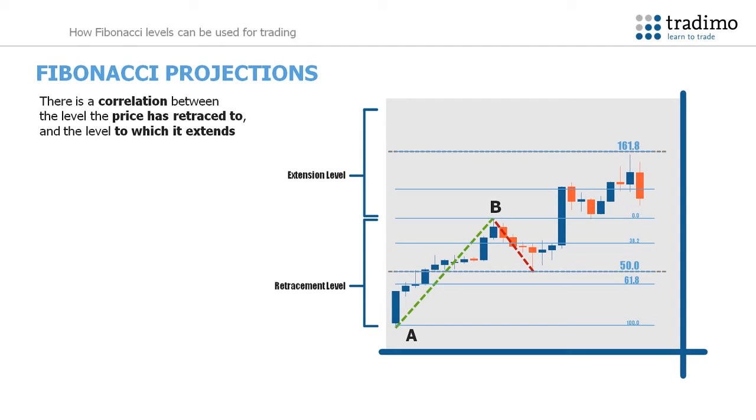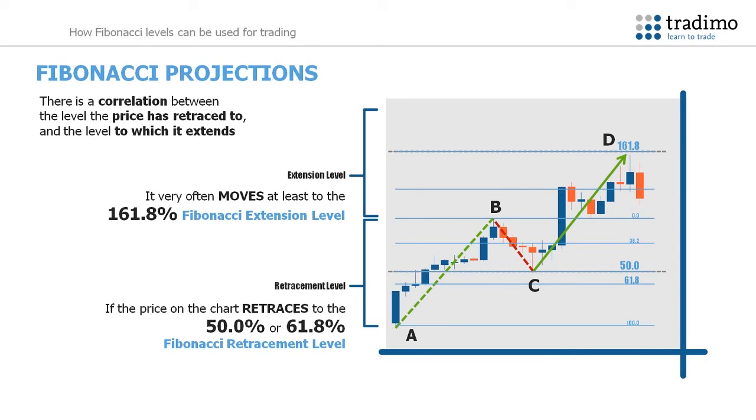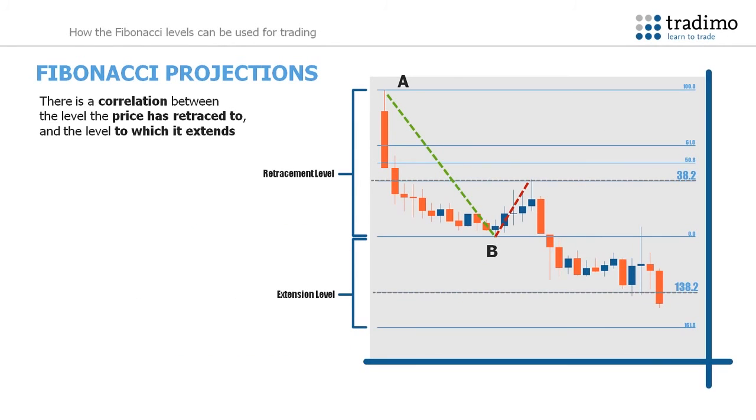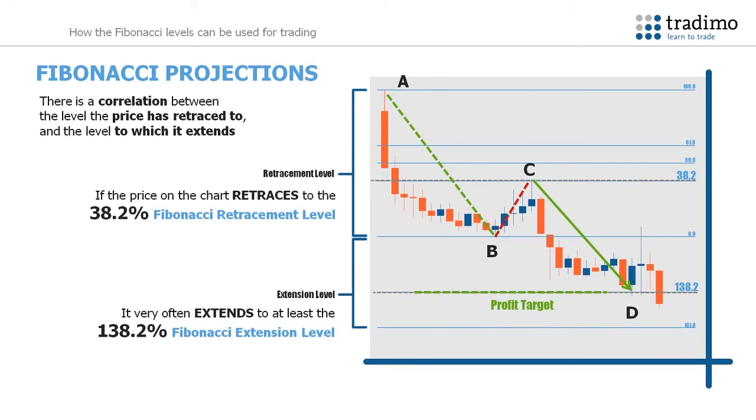For example, it has been observed that if price retraces to the 50% level or the 61.8% level, point C, it will often carry on to reach the 161.8% extension level, point D, if the market is in a confirmed trend. So when entering a trade using the Fibonacci indicator, if you see that the price has come down to the 50% level, you can set your profit target at the 161.8% level. Likewise, it has been observed that more often than not, when the price retraces to the 38.2% level, the price will reach the 138.2% extension level, when the market is in a confirmed trend.